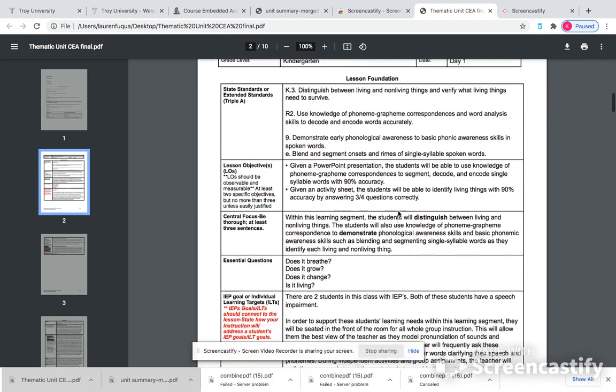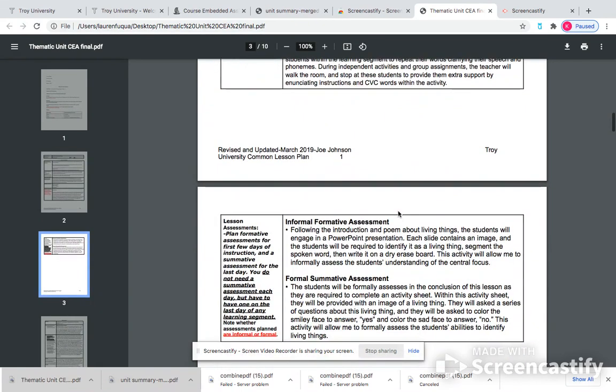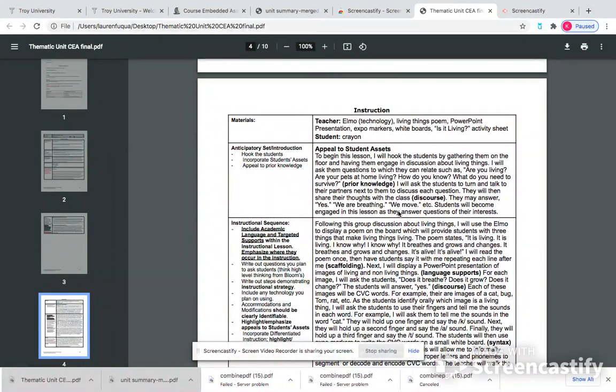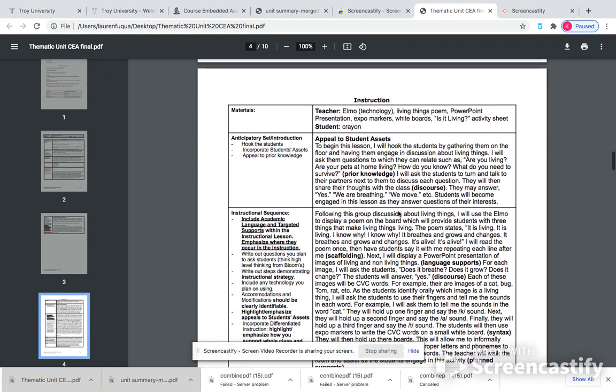So for day 1, we'll start by gathering the students on the floor and having them discuss living things. I would ask them questions such as, are you living? Are your pets at home living? How do you know? What do you need to survive? This will access their prior knowledge and will hook them in the lesson.